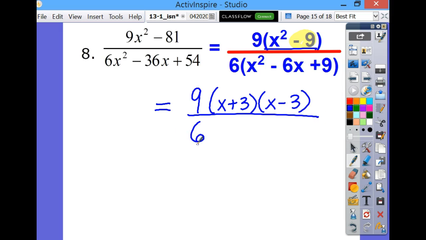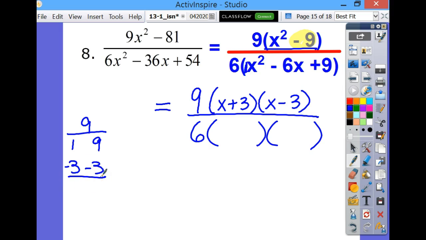This 6 is out in front. If you multiply the first number times the last number, you have a 9. The factors of 9 are 1 and 9 and 3 and 3. How are the signs going to have to be so that they would add up to get a negative 6? Does that add up to be a negative 6? So this is x minus 3, x minus 3.